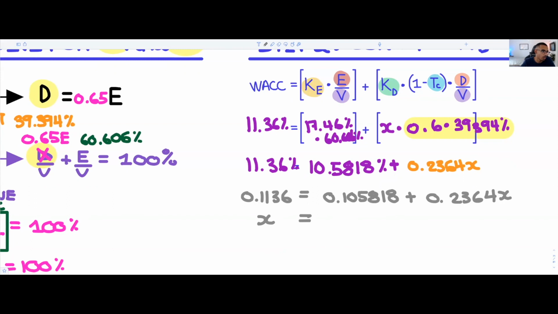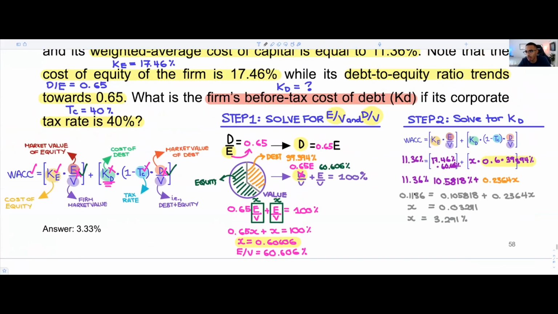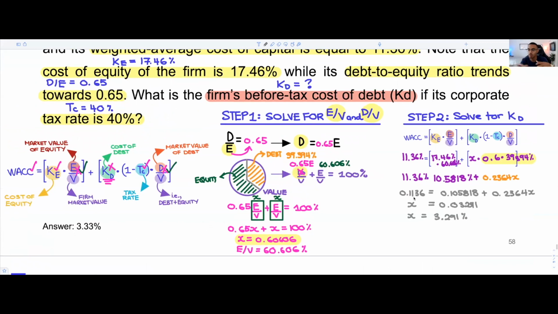So let's solve for x. What would be our x? Hopefully I didn't make an error along the way. And you're going to get 0.03291. In other words, you could say that your cost of debt is equal to 3.291%. Now we definitely do have perhaps a small rounding error, which is totally fine because we definitely did round up some portions along the way.